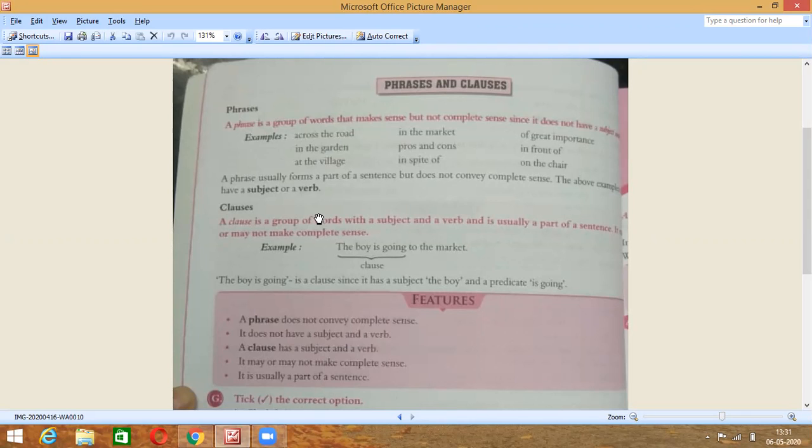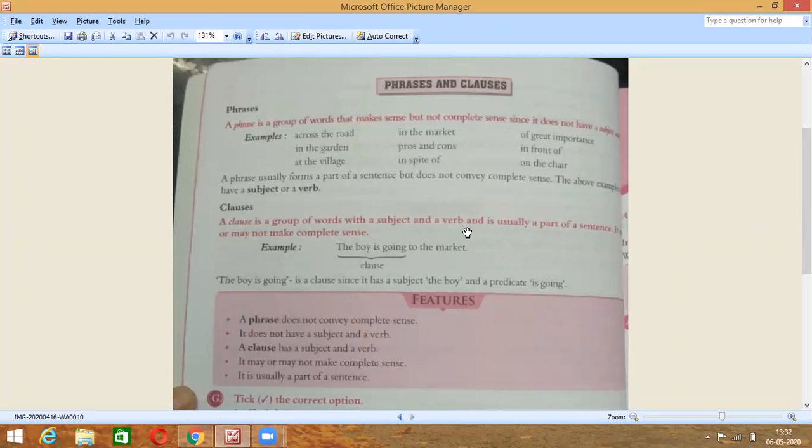On the other hand, if we see the definition of a clause, a clause is a group of words with a subject and a verb. When we were discussing a sentence, I also told you that a sentence should have a subject and a verb. So a clause is what type of sentence? A clause is a sentence within a bigger sentence.